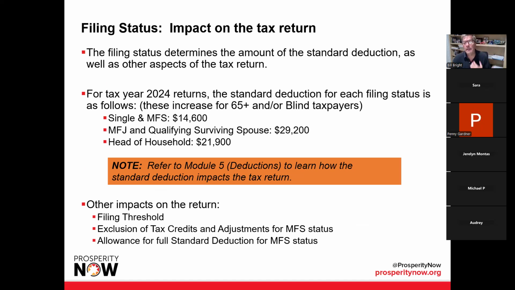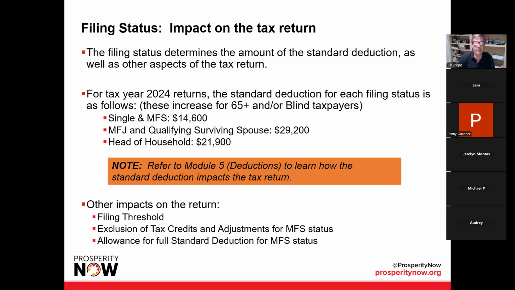The filing status determines the amount of standard deduction as well as other credits that you may or may not be entitled to. So for 2024, the standard deduction for each filing status is: single and married filing separate, 14,600. Married filing joint and qualifying survivor spouse, 29,200. Head of household, 21,900. And we'll get into deductions to learn how, on very rare occasions, someone will get above the standard deduction.